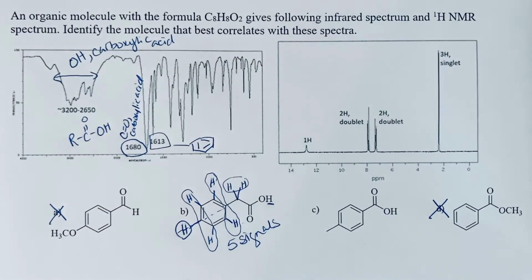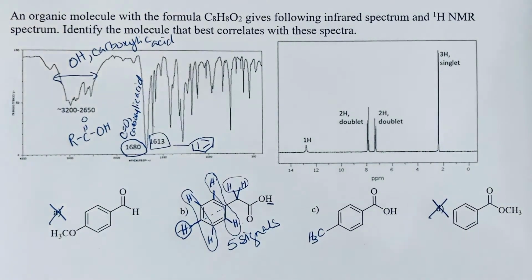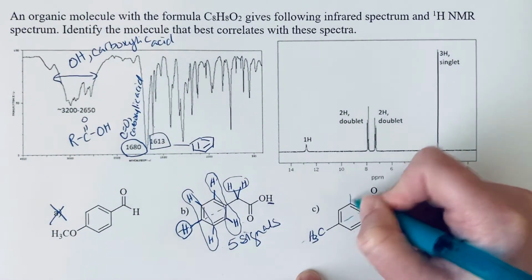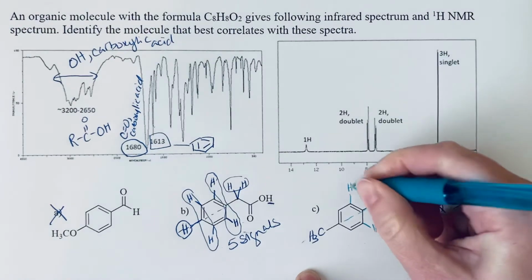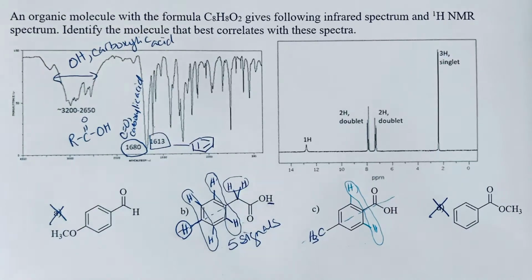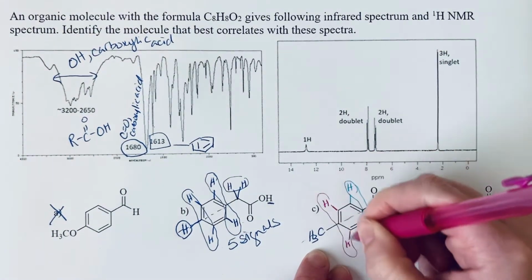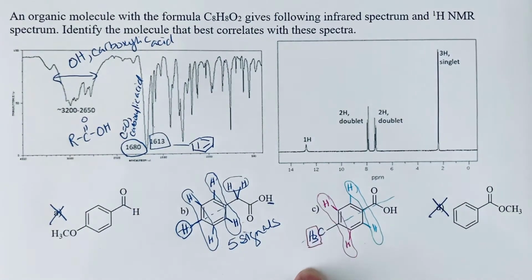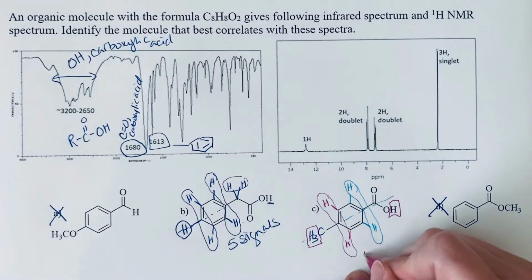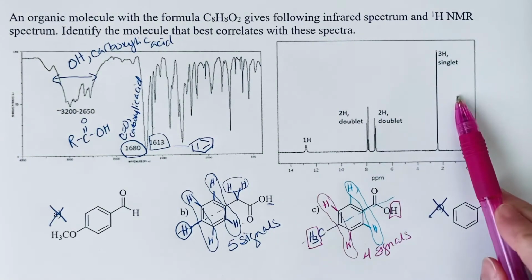So let's take a look at C and see if this is more consistent. So we do have a methyl group there at the end, and we have a plane of symmetry again through the center of the molecule. So the two hydrogens that are adjacent to that carboxylic acid should be the same as each other. The two hydrogens that are both next to the methyl group should be the same. And then we'd have the hydrogens of the methyl group and the hydrogen of the carboxylic acid. So here I would expect to see 4 signals. And we do in fact see 4 signals.